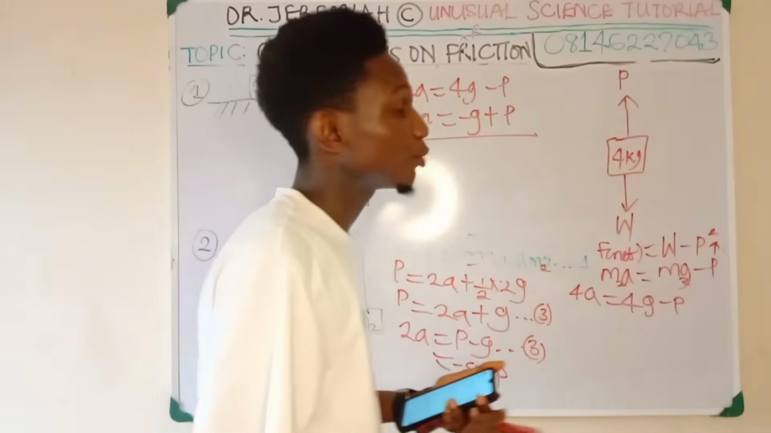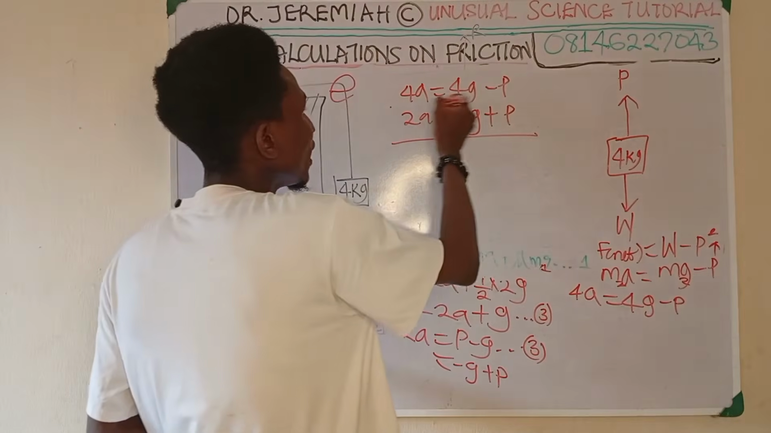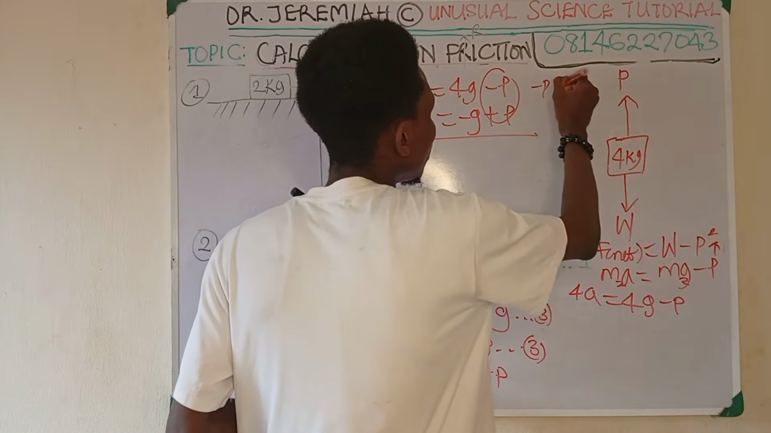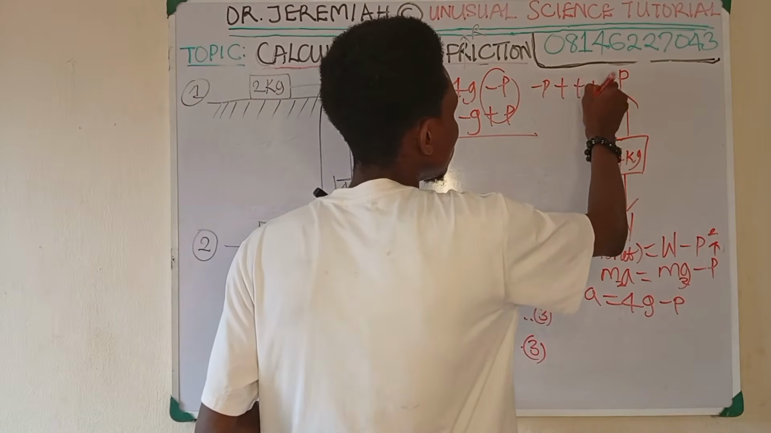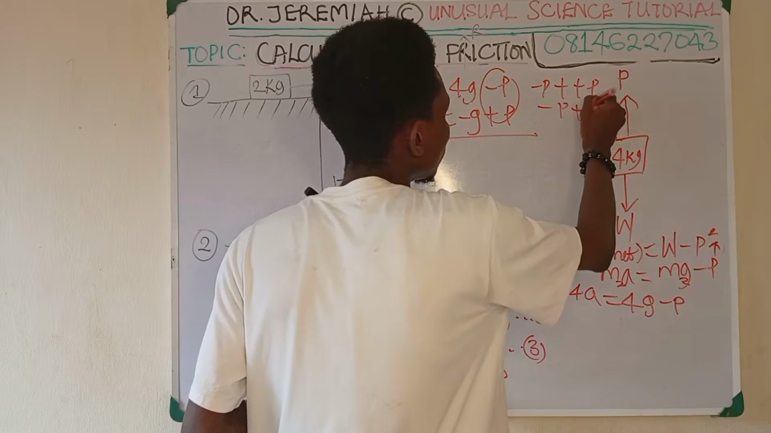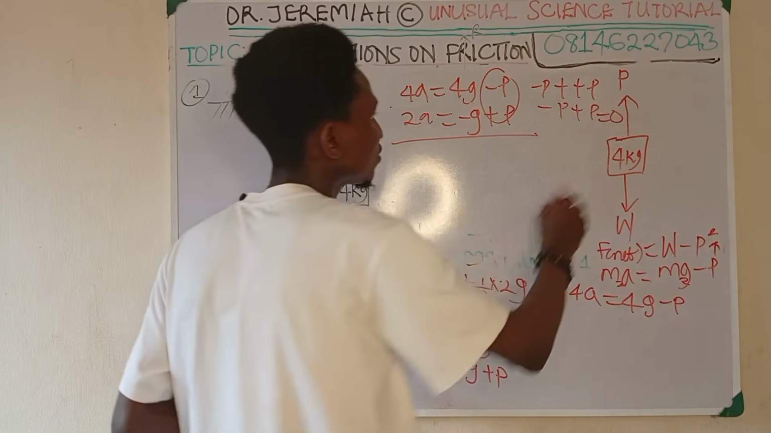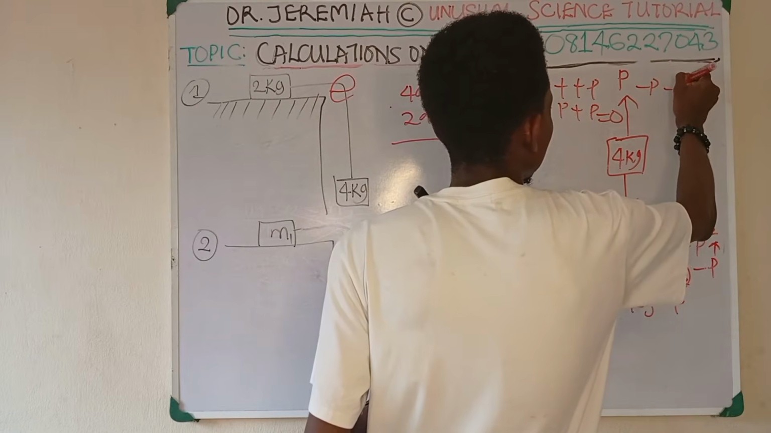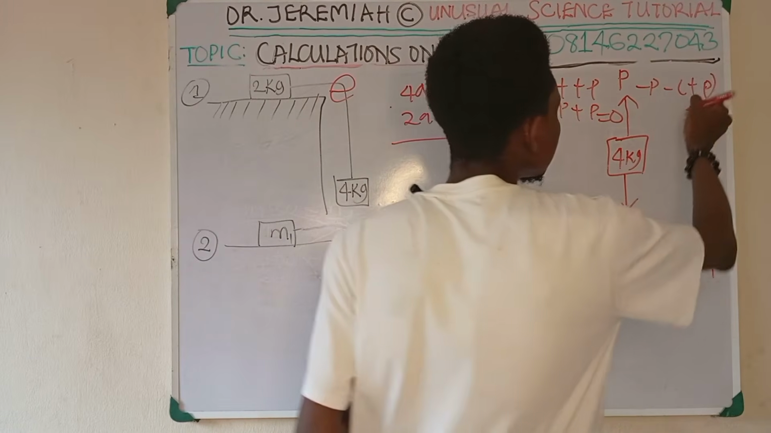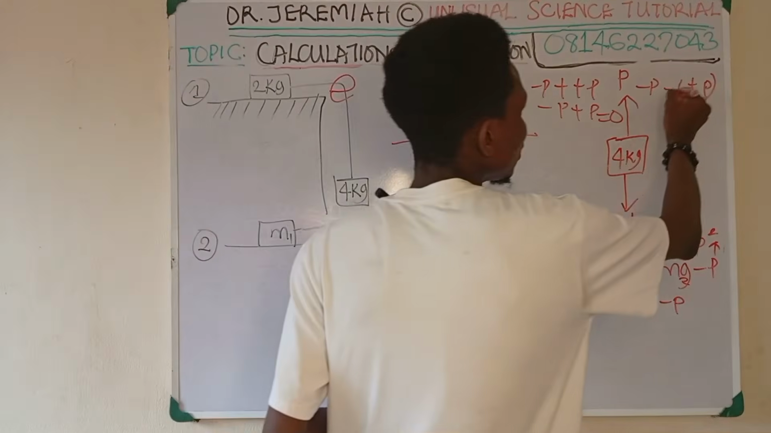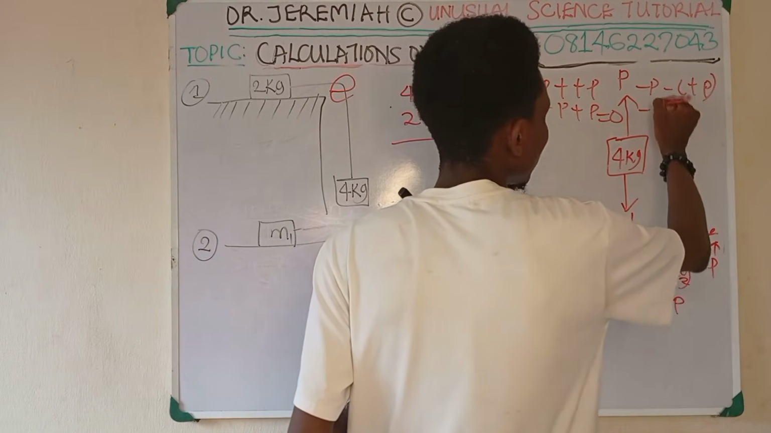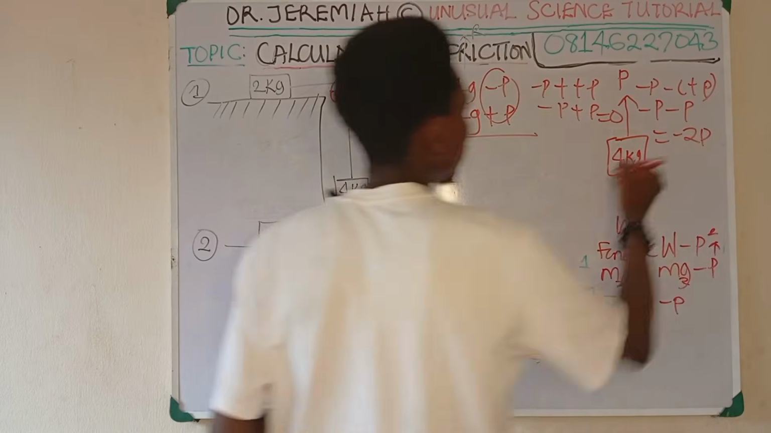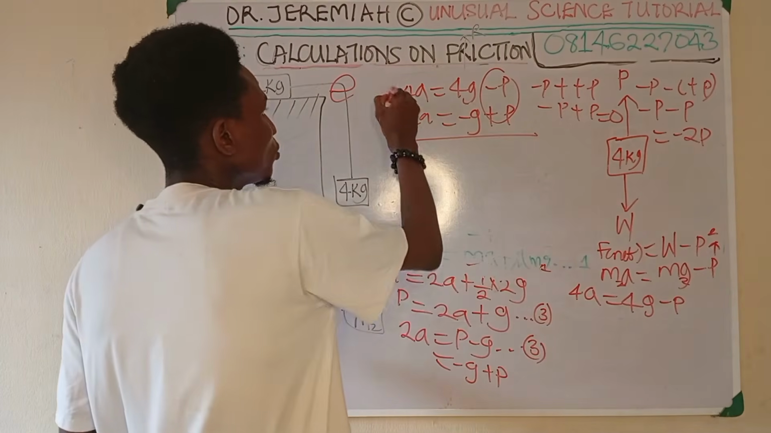One thing to take note of about simultaneous equations is that if we want to remove any of the terms, because we want to remove P now, minus P plus P gives us 0. But if you have minus P minus P, it does not give you 0. Please take note: minus and minus gives you minus, so you're going to get minus 2P. That's not 0, so we are going to be using plus.